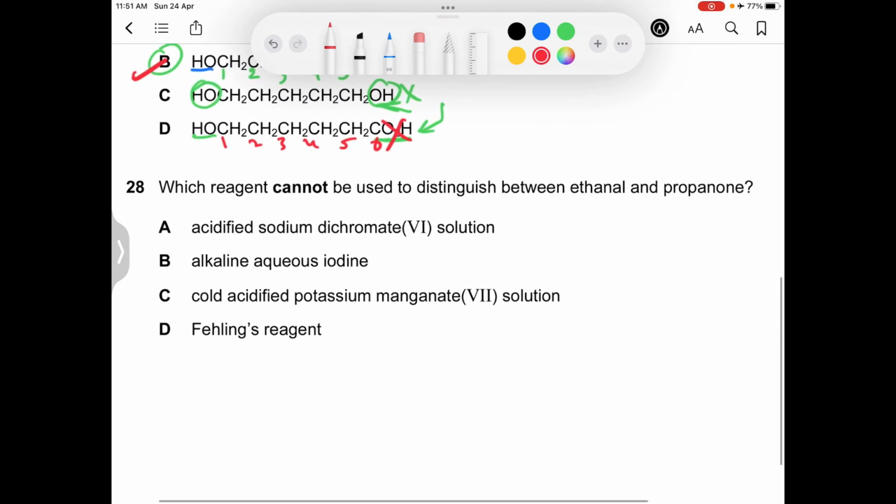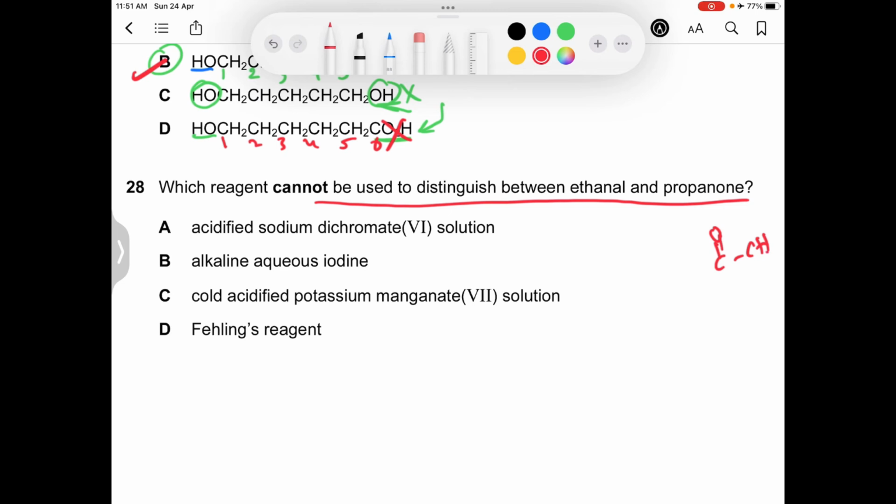Okay, the second one says, which reagent cannot be used to distinguish between ethanol and propanol? So we're dealing with aldehyde and ketone. This is a propanol, and this is ethanol, CH3, C double bond H. Okay, so let's start with the first one. Acidified sodium dichromate solution. It's the same as potassium K2Cr2O7. It works as an oxidizing agent. So if you make an oxidation process, it won't be oxidized because this is a ketone. And if you make oxidation for this, it'll change to carboxylic acid. Then you can distinguish, so we can cancel this.